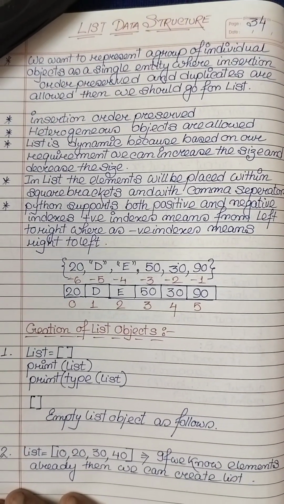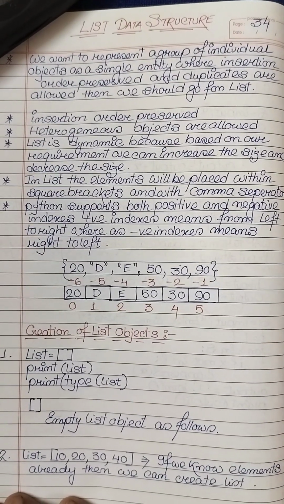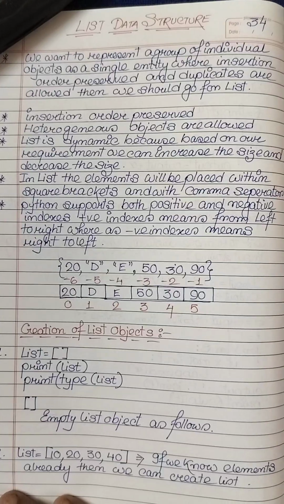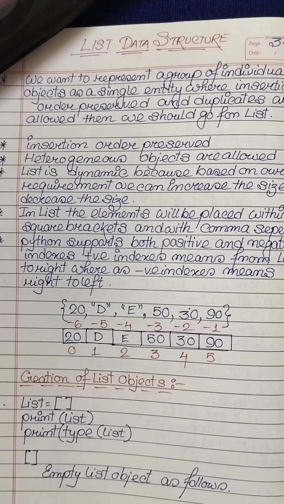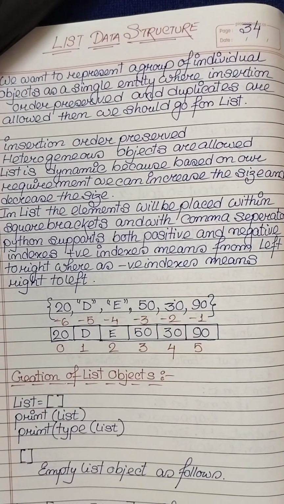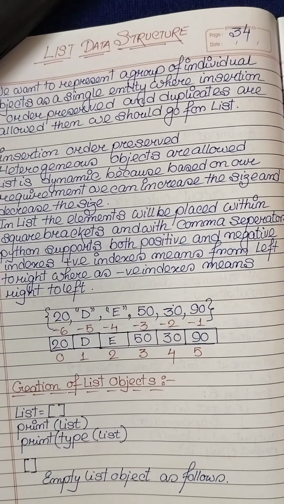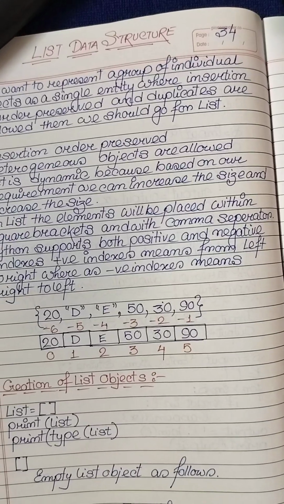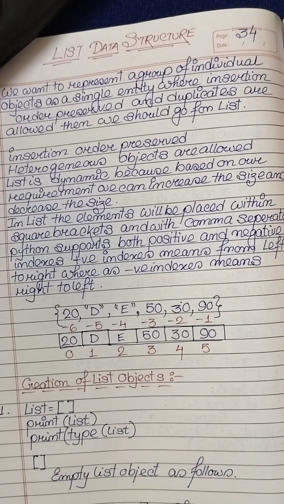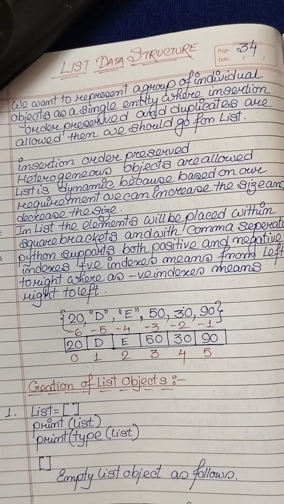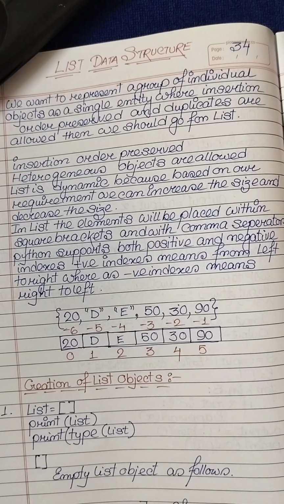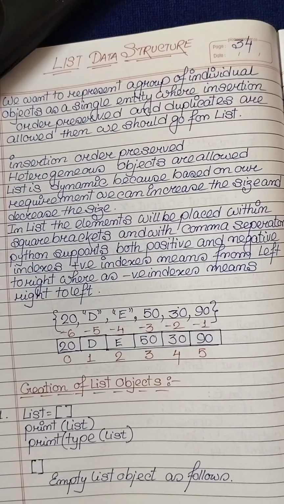Now in today's video we are going to start the list data structure. With the list data structure, we want to represent a group of individual objects as a single entity where insertion order is preserved and duplicates are allowed. Then we should go for the list.